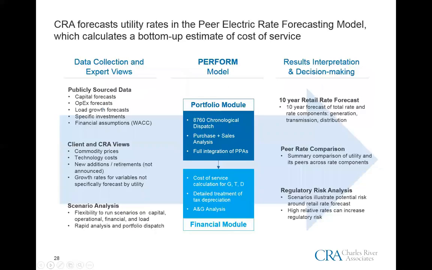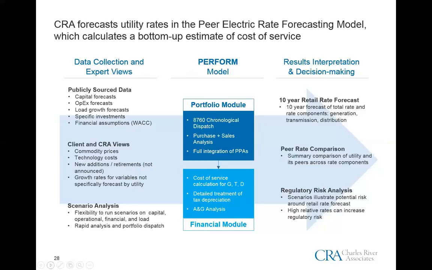So with all of that as background, what we have done in this case study is produced a fairly detailed buildup of each of those utilities' portfolios and capital investment plans and spending plans in order to get at a retail rate forecast, which is ultimately the main objective of this peer rate study. And we've deployed what we call our peer electric rate forecasting model, or PERFORM, which calculates a bottom-up estimate of cost of service and retail rates down to the class level, at least at a high level.